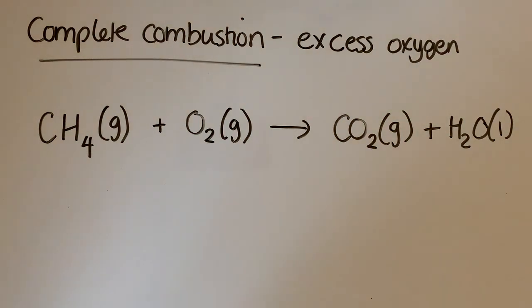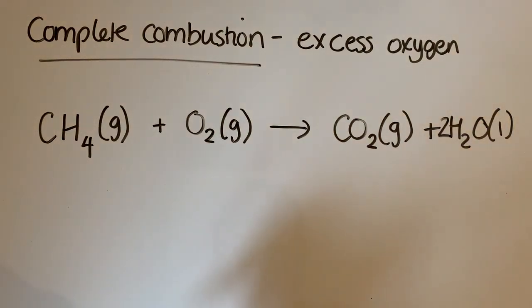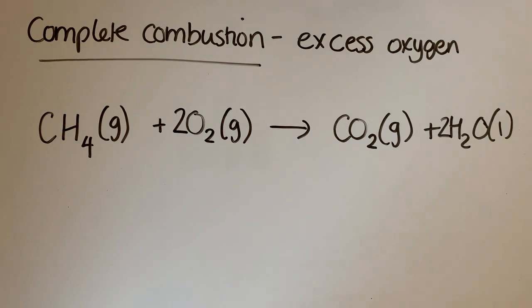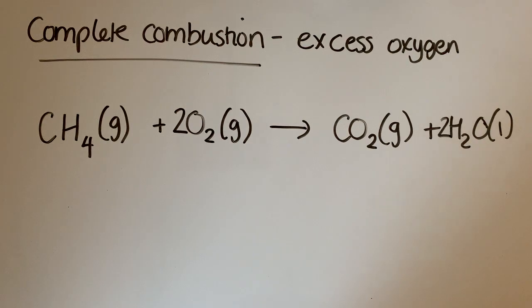Then all we've got to do is balance this equation. In order to balance it, I need a 2 here and a 2 here as well. So that is the complete combustion reaction of methane. You can do the complete combustion reaction for any of the alkanes, as long as you remember to always form carbon dioxide and water. You then just need to balance the equation.